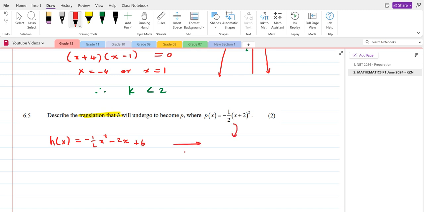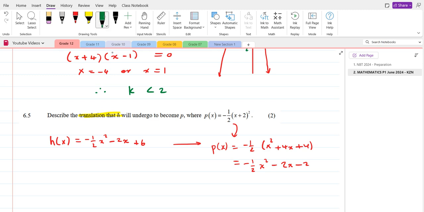Well, what is p of x? P of x is minus half. Now let's open this function up. We got x squared plus 4x plus 4. Opening this function up, so we got minus half x squared minus 2x minus half times, that's minus 2, right? So how you go from plus 6 to minus 2? So you have to shift this entire graph 8 units down. So you need to subtract 8.